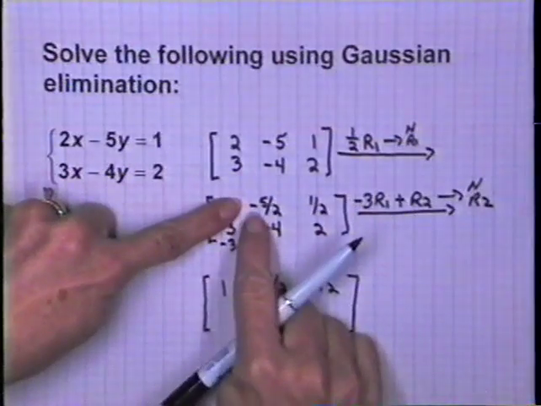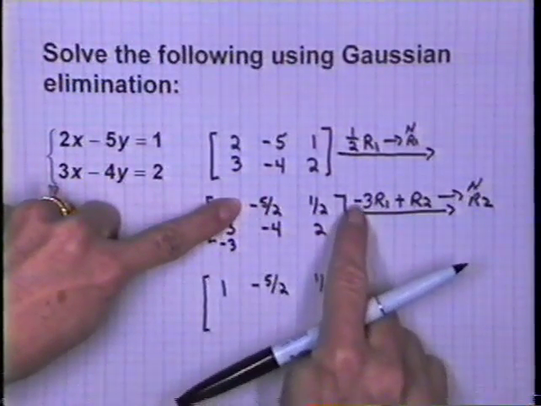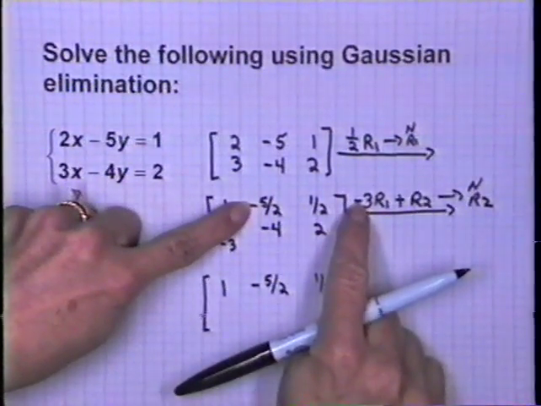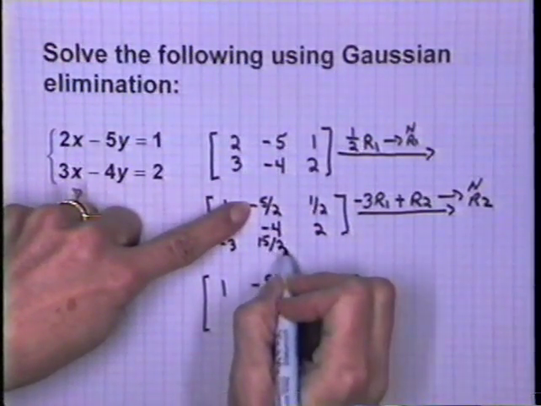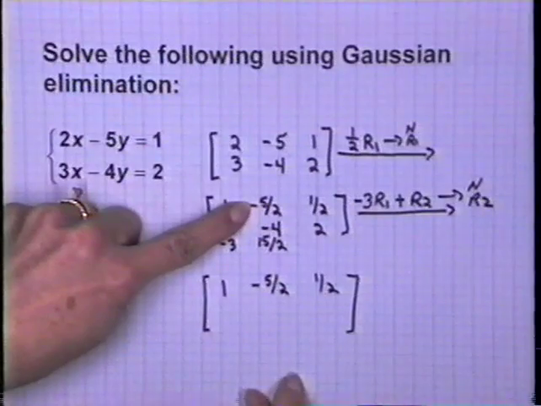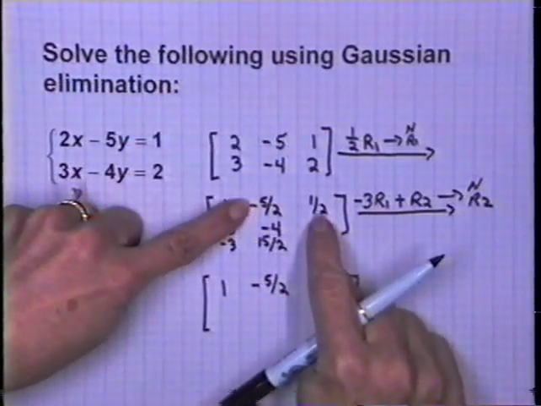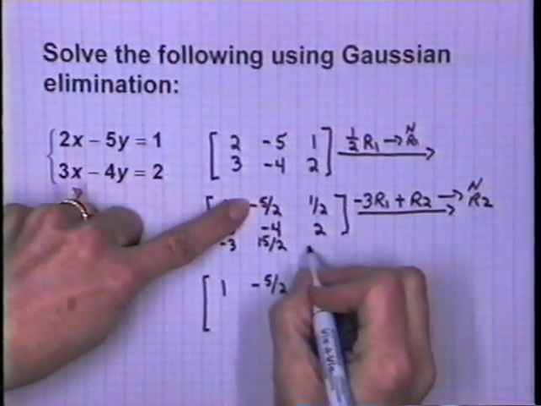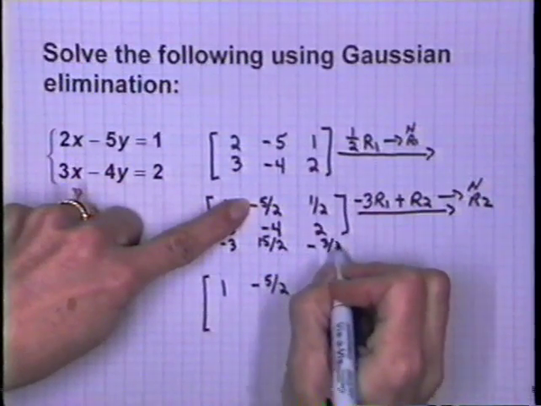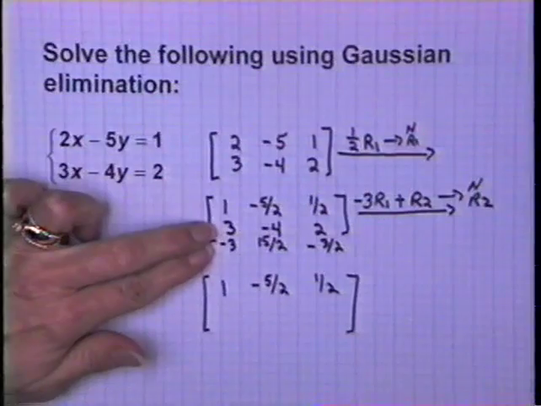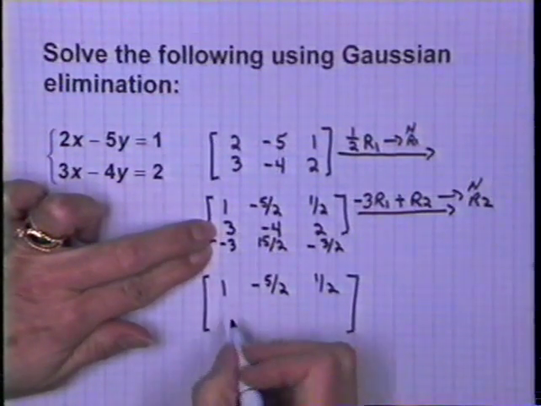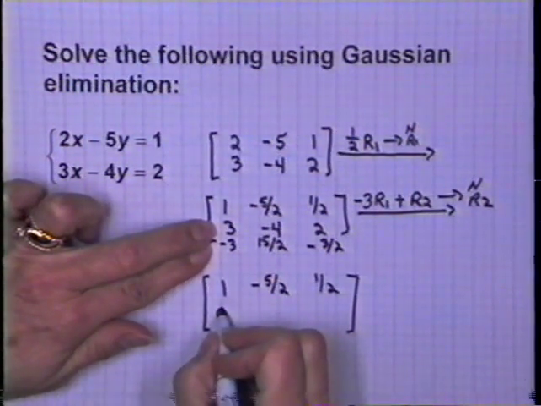If I multiply negative 5 halves times negative 3, I'm going to get a positive 15 halves. Now this is going to give your arithmetic a good workout, particularly fractions sometimes. If I multiply 1 half times negative 3, I get a negative 3 halves. And you may want to use scratch paper to help you out sometimes. Okay, notice if I add 3 and negative 3, I get 0.